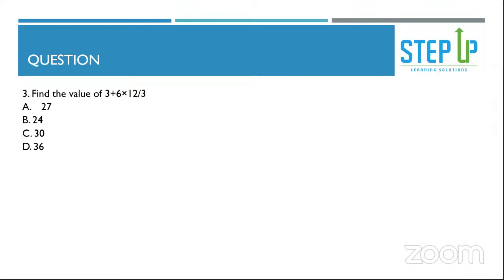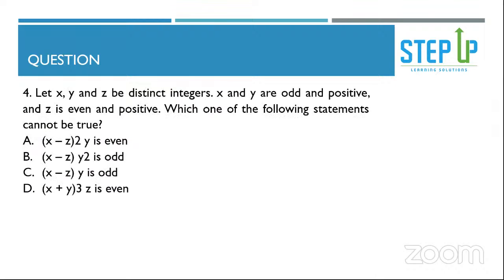Okay, I hope you would have got the answer. We need to use the BODMAS rule, where B stands for bracket, O stands for of, D stands for division, then multiplication, addition, subtraction. So we will divide this first, so this will become 4. So 3 plus 6 into 4, we will multiply: 6 into 4 is 24, plus 3. So the answer is 27. All right. Okay, let's move on.